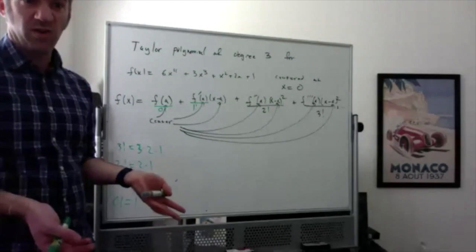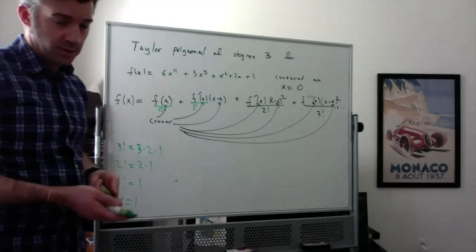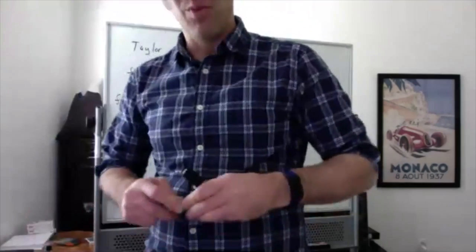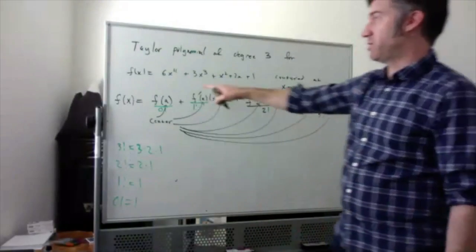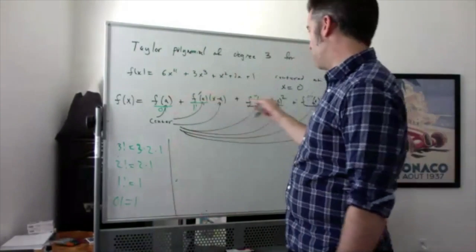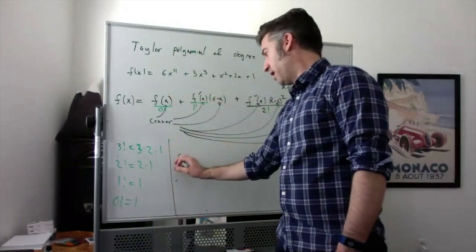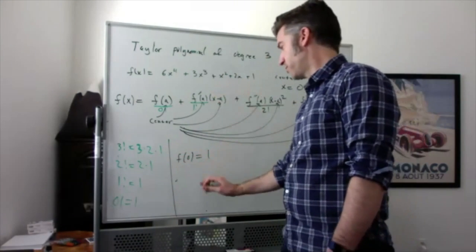So that's what a factorial is. So this is how you approximate a function. Or I should say, this is one way of approximating a function with a polynomial. So if I want to approximate this, I'm just going to write down what the function is. So f of 0 is going to be 1.